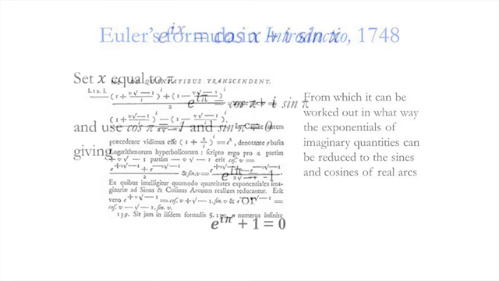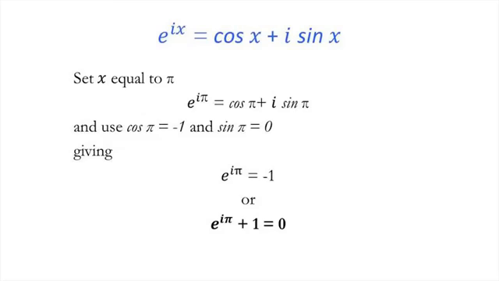Right? Now, to find this lovely relationship between the five constants, e, i, pi, 1 and 0, all we have to do in this formula here is to set x equal to pi. If you set x equal to pi, you get e to the i pi is cosine pi plus i sine pi. Now I use the fact that the cosine of 180 degrees is minus 1, and the sine of pi is 0. Substitute those numerical values in, and you get e to the i pi is minus 1, or rearranging it, which is the way I like to do it, e to the i pi plus 1 equals 0. Really rather very nice indeed.